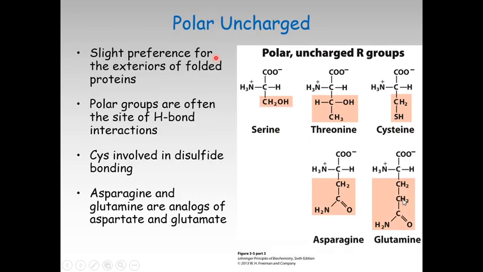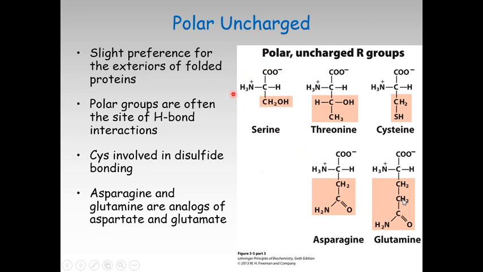Now let's look at the third group, polar uncharged amino acids. There are 5 of them here, right? They have a slight preference for the exteriors of folded proteins. Polar groups are often the site of hydrogen bonding interactions. Cysteine is involved in disulfide bonding. Asparagine and glutamine are analogs of aspartate and glutamate. We'll look at what aspartate and glutamate are, right?